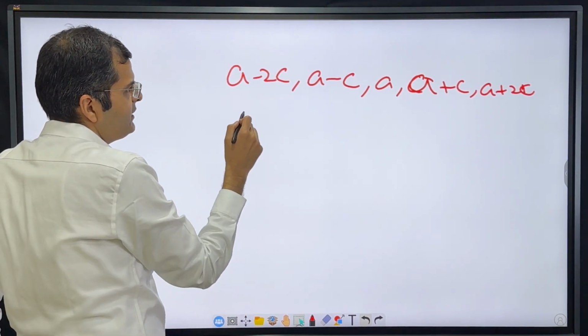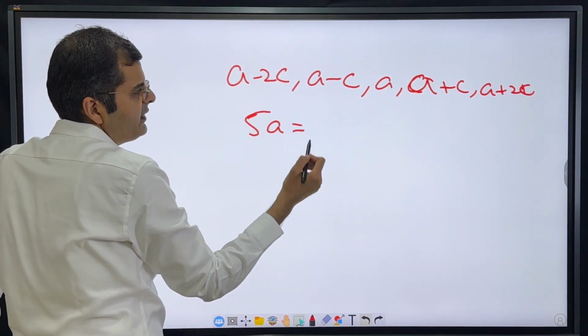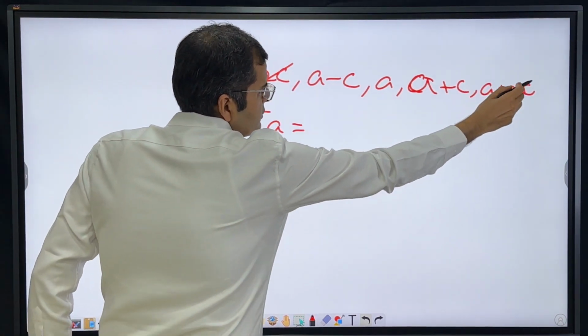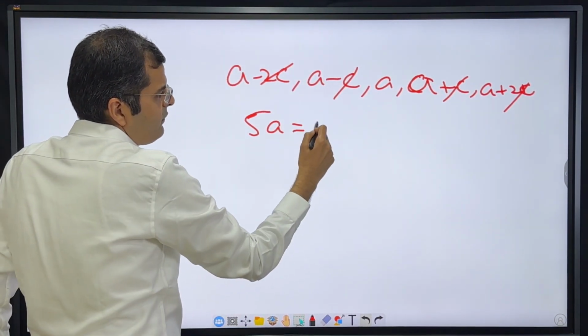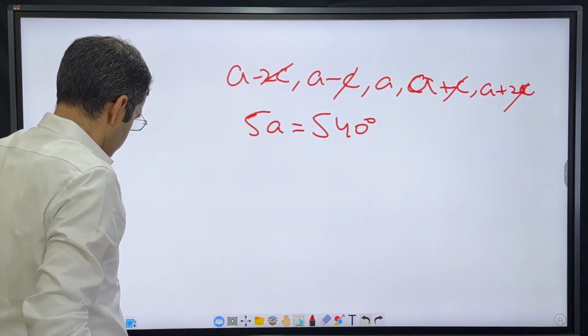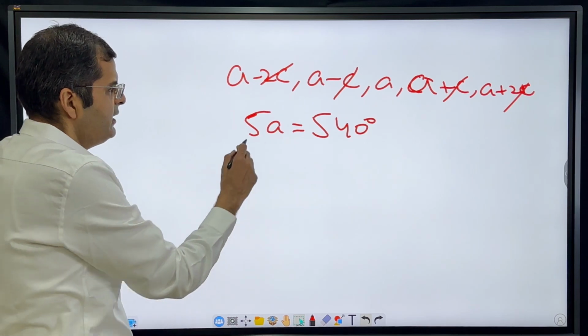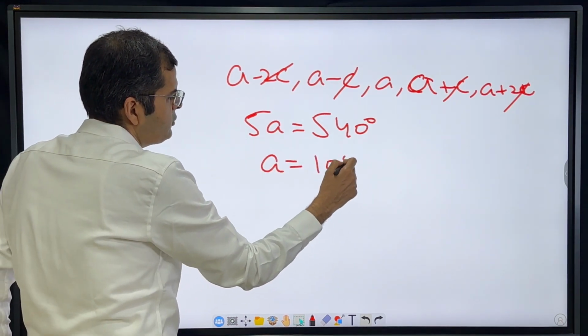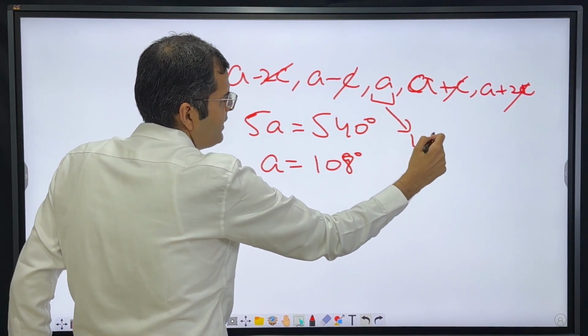Now, if I add all of them, what I will be left with is 5A. Okay, minus 2C plus 2C goes away, minus C plus C goes away, and the A's are added. 5A should be 540 degrees, because that's what we have found, that the sum of interior angles is 540 degrees. If 5A is 540 degrees, A has to be 108 degrees. So A is one of the angles, which has to be 108 degrees.